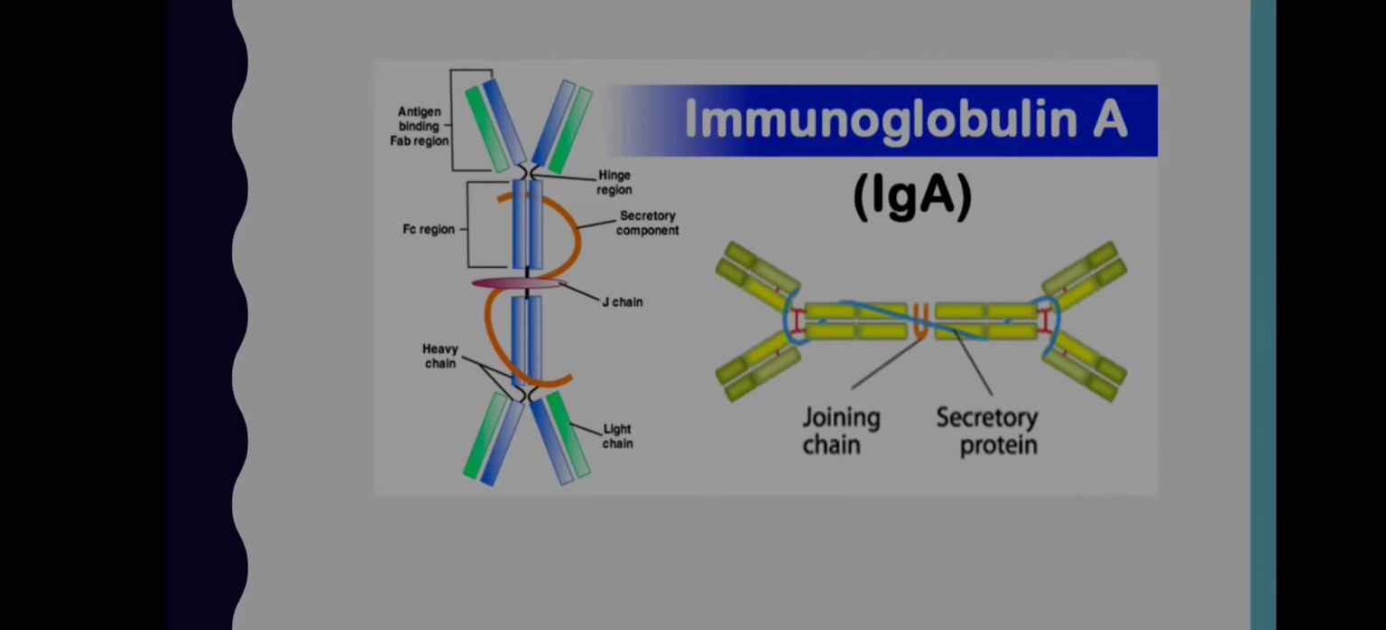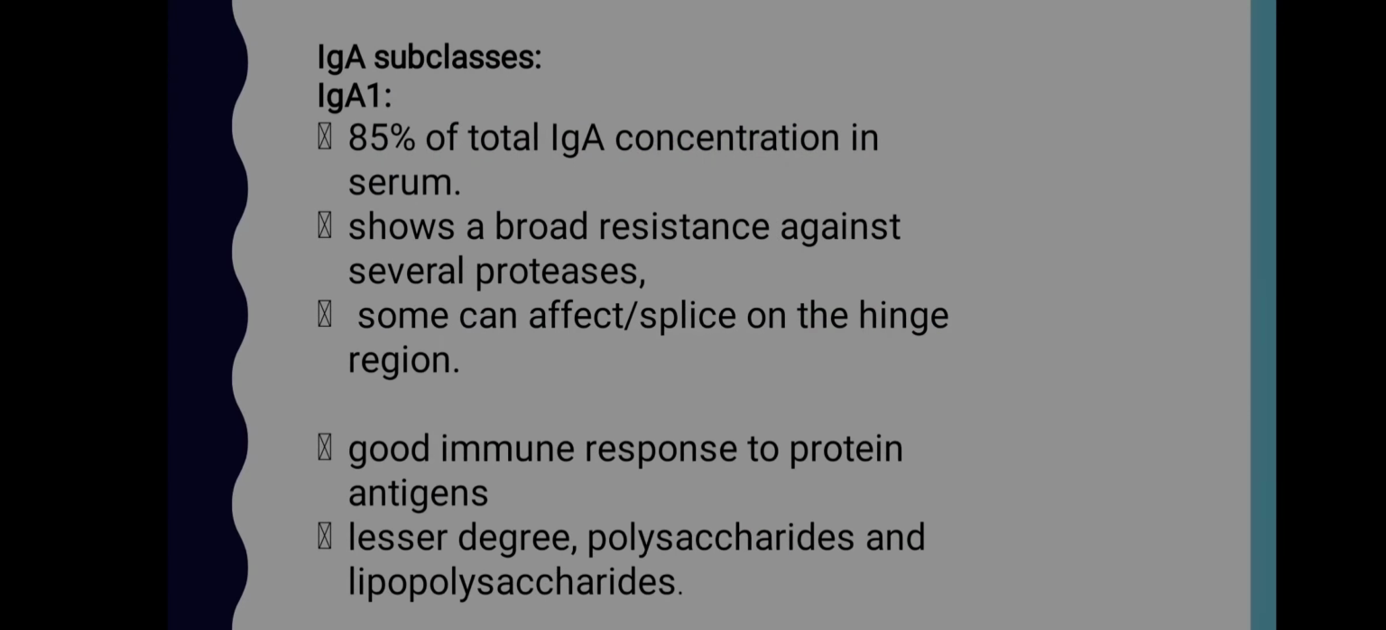These immunoglobulins are dimeric, composed of 2 units, and these units are joined by the joining chain. Subclasses of IgA. IgA1 is 80% of total IgA concentration in serum. Broad resistance against several proteases, but some affect and splice the hinge region.